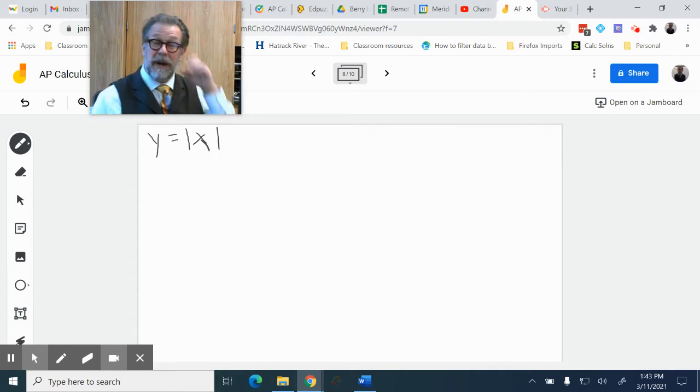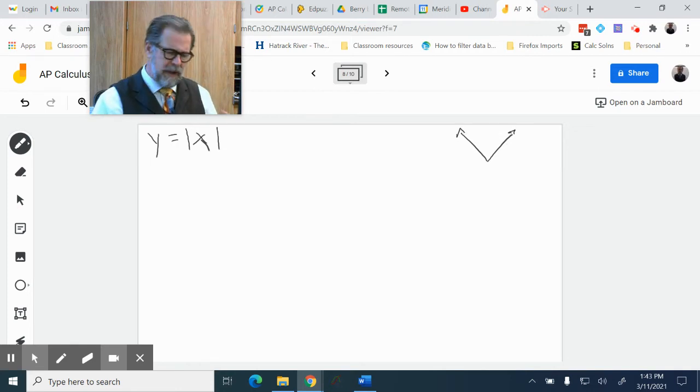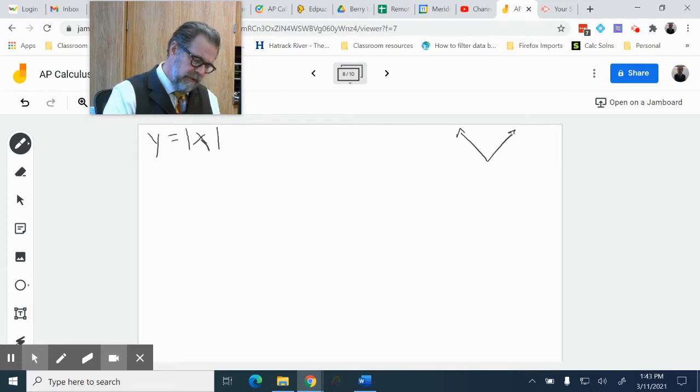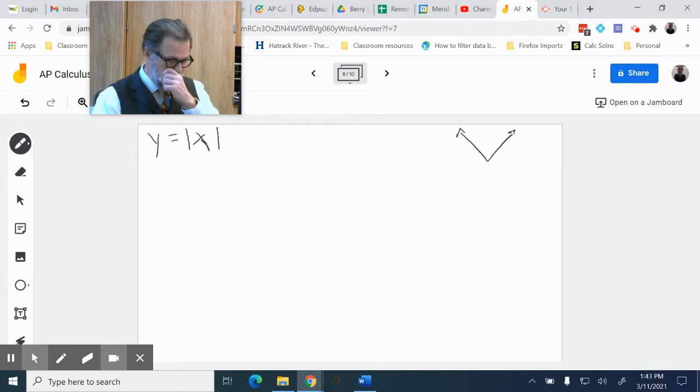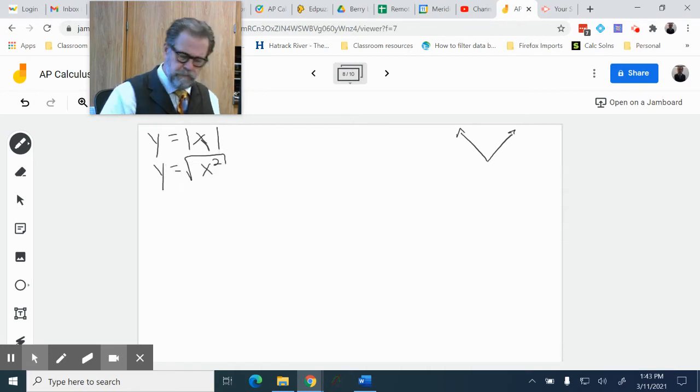We're going to look at a derivation of the derivative of the absolute value of x. Now, we know that the function looks like this. We know it's 1 to the right, negative 1 to the left. But how do we actually come up with a derivation of this? And how do we write that as an equation? So let's start by rewriting absolute value as the square root of x squared.